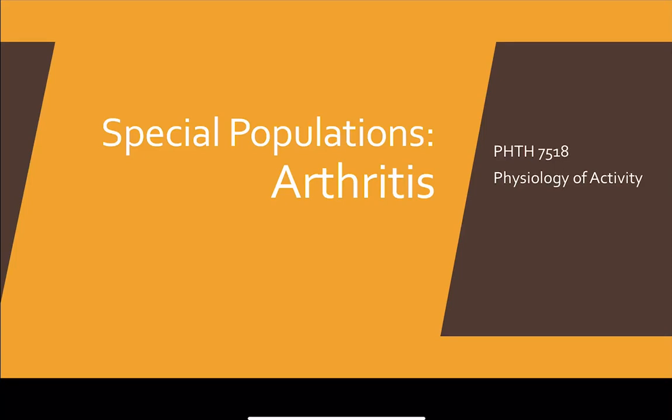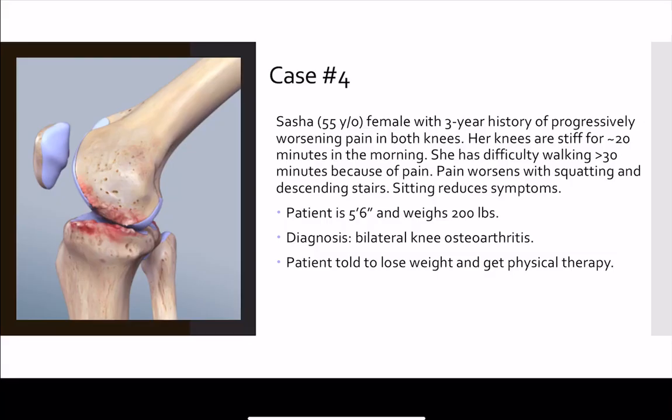Welcome to Unit 2 of Physiology of Activity. We are going to continue our discussion of exercise physiology principles using special populations to tell a story. So our next case is going to be a woman with arthritis.